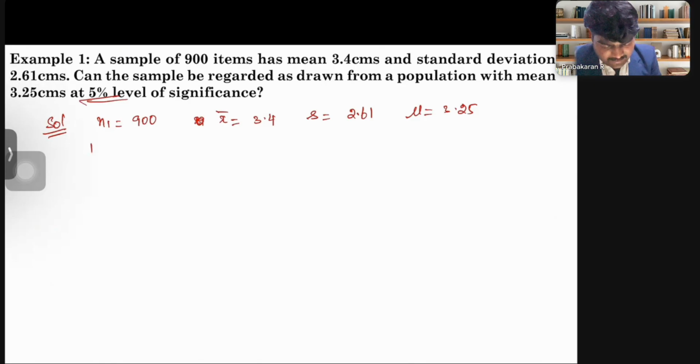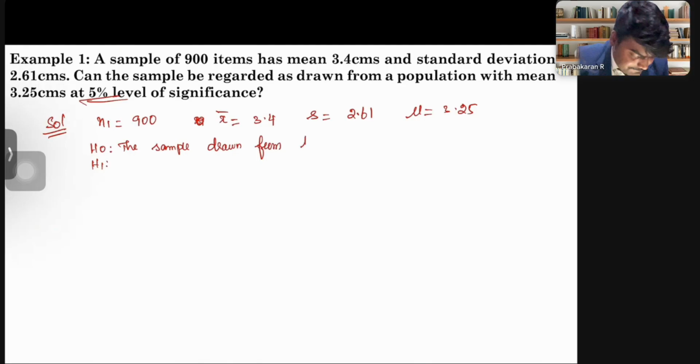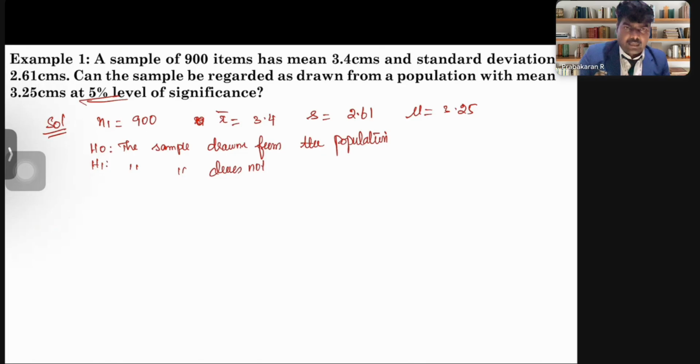So the first step is we have to create the hypothesis. As I said earlier, from the question itself we can formulate the hypothesis. We are going to check whether the sample is drawn from the population, so we can take H naught as: the sample is drawn from the population. The alternative is just the opposite: the sample is not drawn from the population. This is the null and alternative hypothesis.